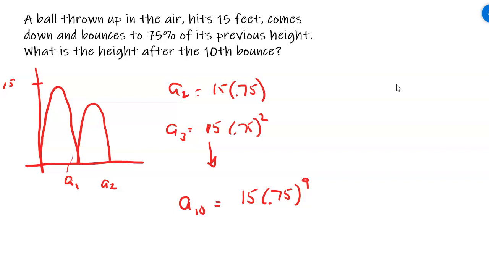It's not going to be very tall. Here, let's throw this in. 15 times 0.75 to the 9 gives me 1.126 feet. So before it hits that 10th bounce, that's how high it will be up in the air.